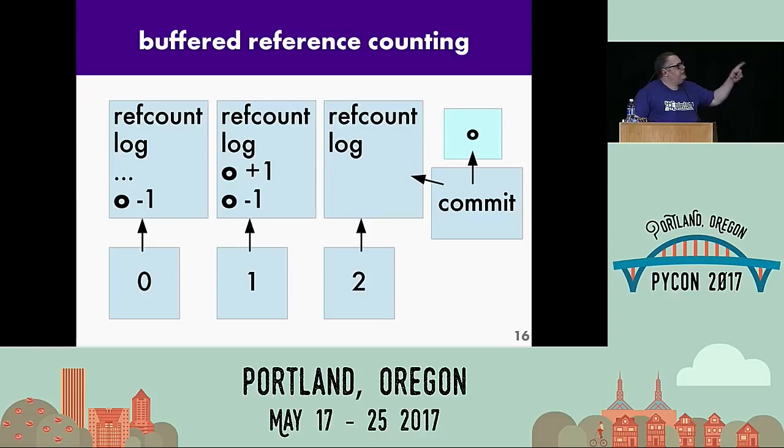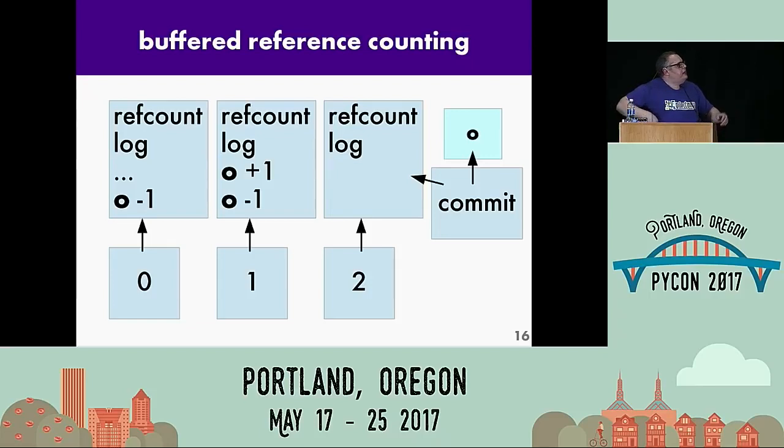The problem is, what if we commit the reference count log for 0 before we commit the reference count log for 1? We're going to drop the last reference to object O. The object will be destroyed. And then we're going to later commit the reference count changes in thread 1, and we're going to say, oh, O plus 1, and now your program is no longer correct because you're touching an object that has been destroyed.